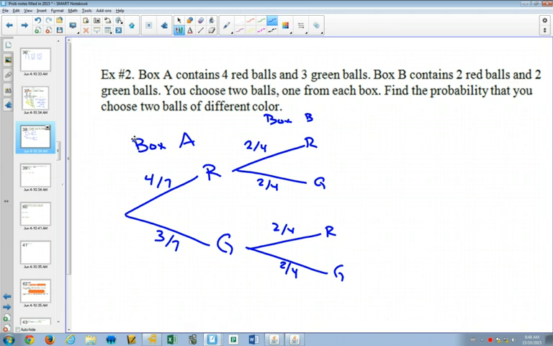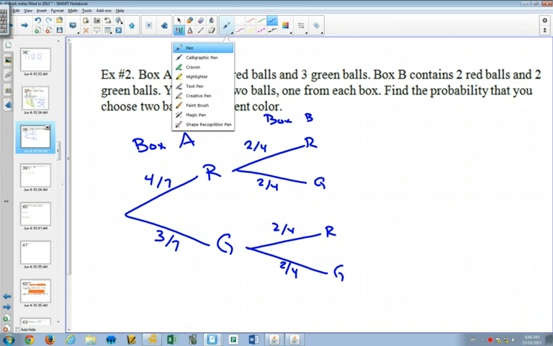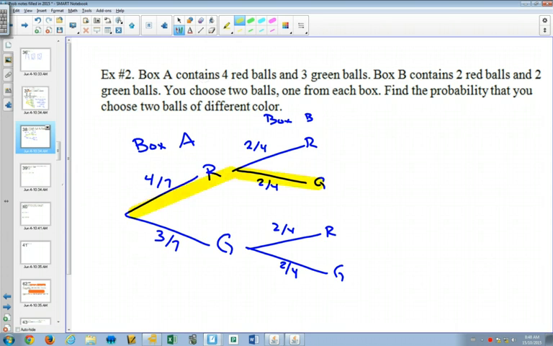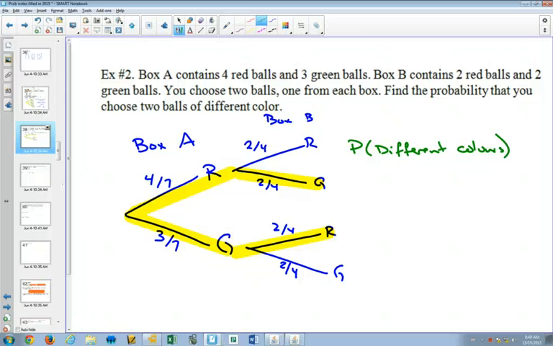Now we want to find the probability that you choose 2 balls of a different color. Well, if you chose red first, then you would choose green. That would be our first case. But if you had chosen a green one out of box A, then you'd have to choose a red one out of box B. So our probability of different colors would equal 4 out of 7 times 2 out of 4 plus 3 out of 7 times 2 out of 4.